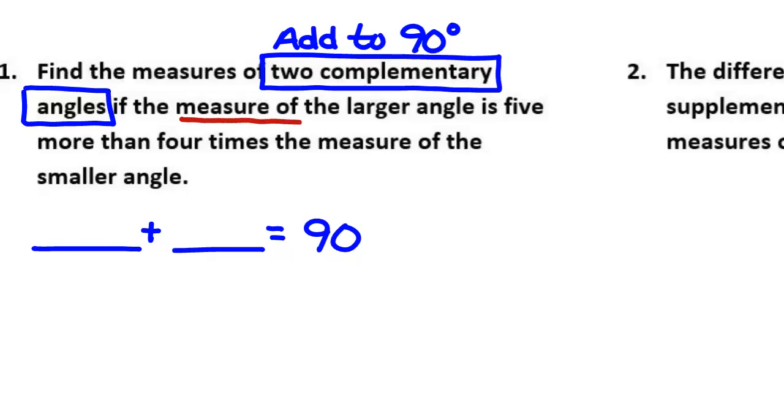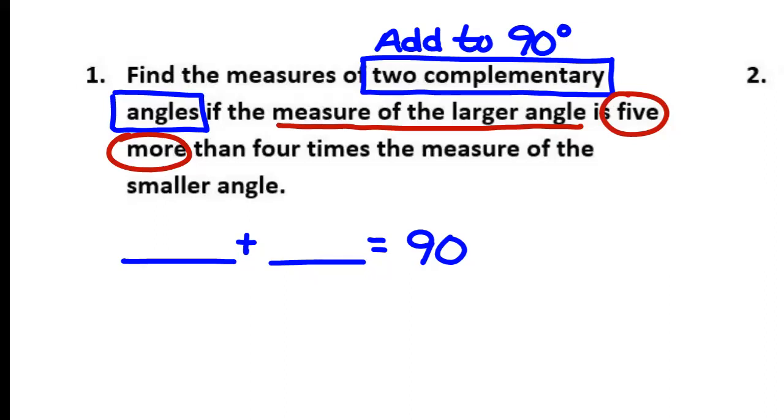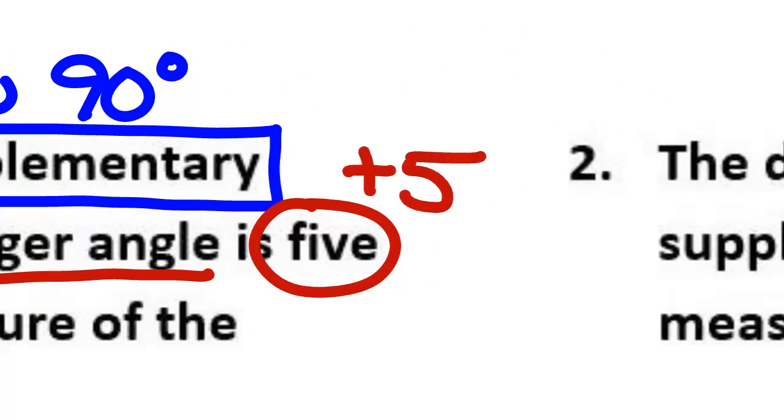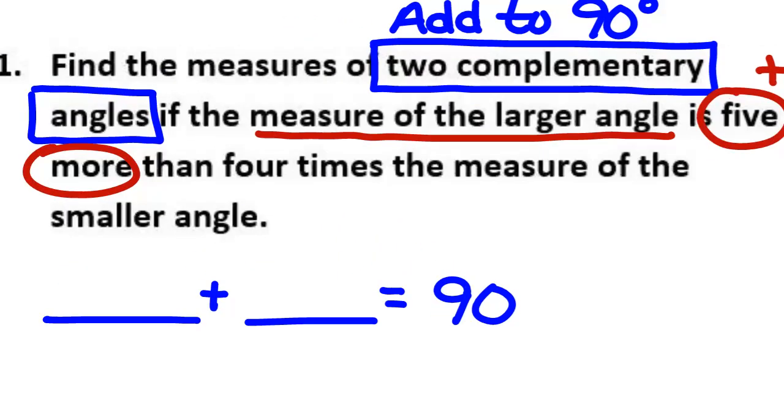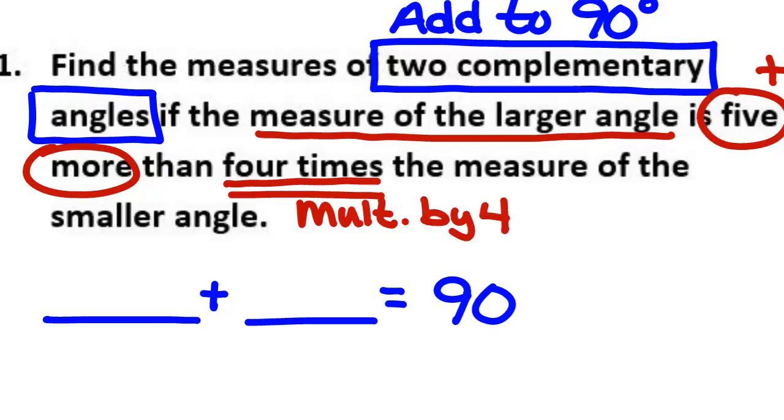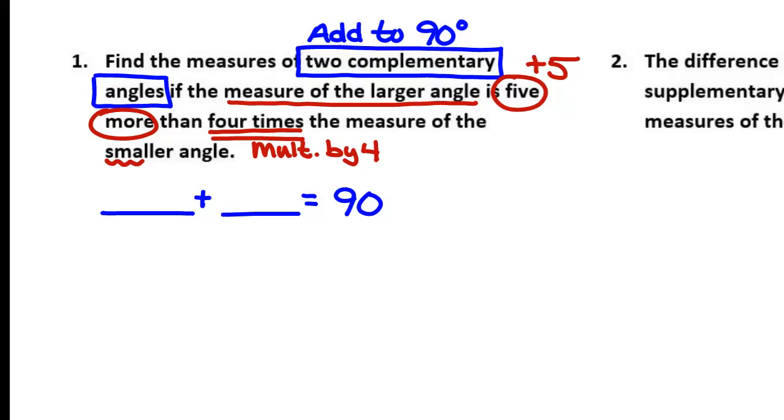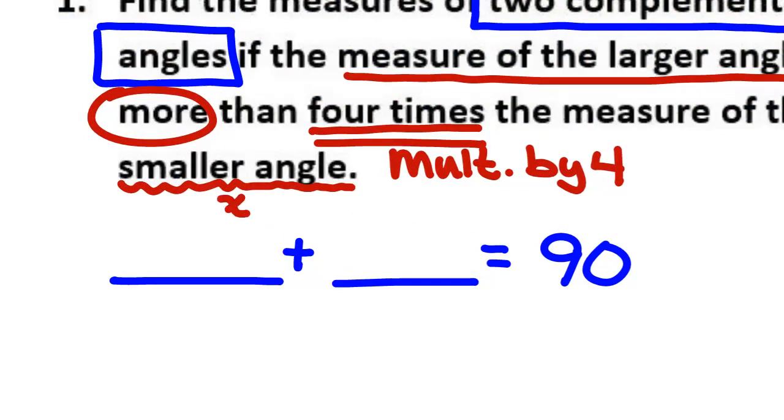The measure of the larger angle is 5 more than 4 times the measure of the smaller angle. Does 5 more mean add, subtract, multiply, or divide? Add. So plus 5 is 5 more than 4 times. What operation is times? Multiplication. So we're going to multiply by 4. Do we know how big the smaller angle is? What should we call stuff that we don't know? X. I like it. Let's call it X.